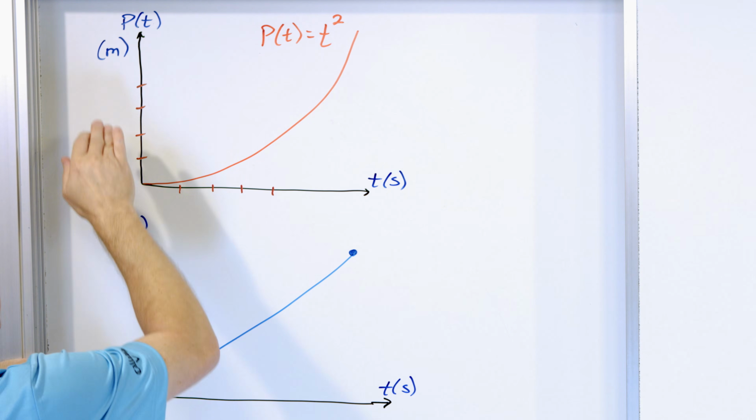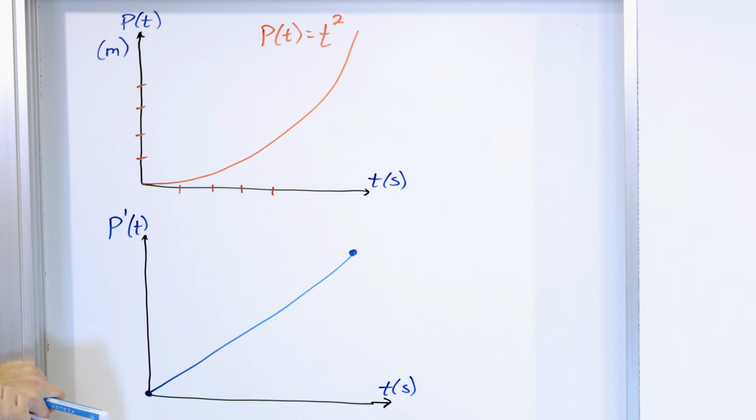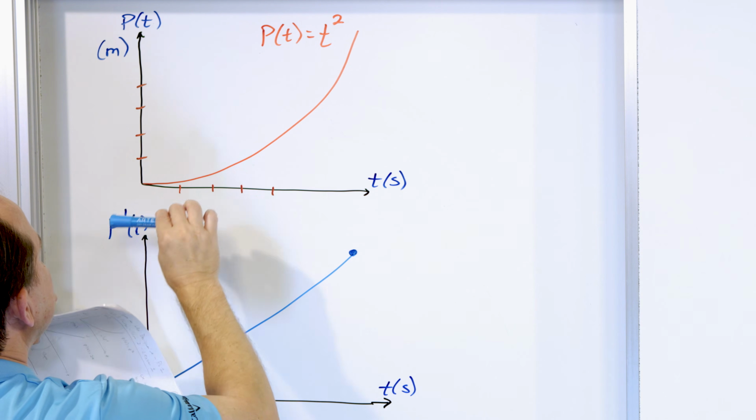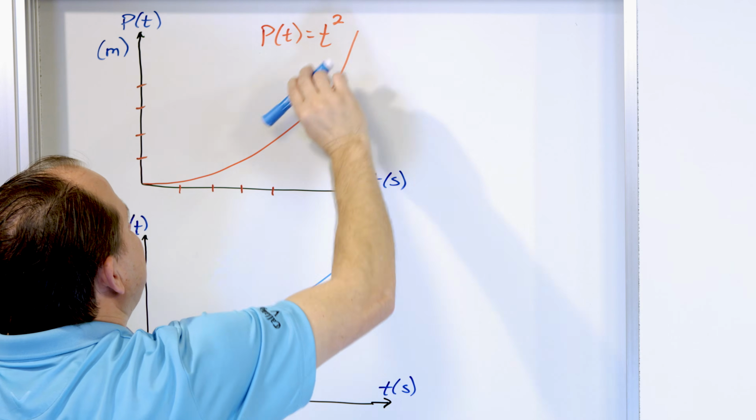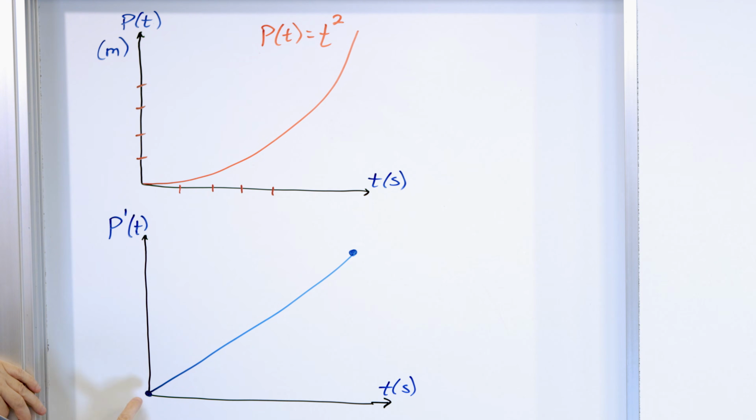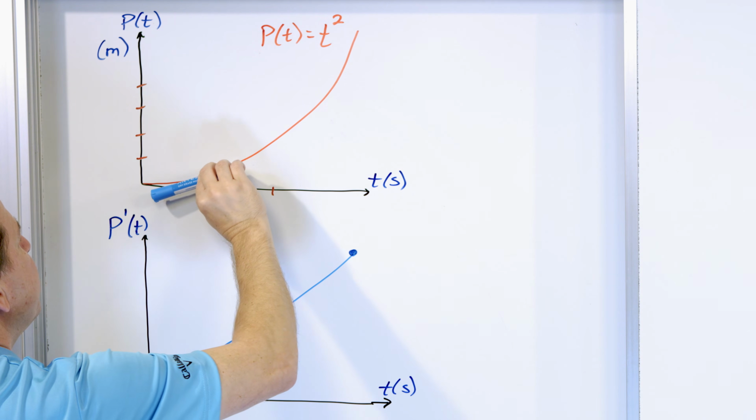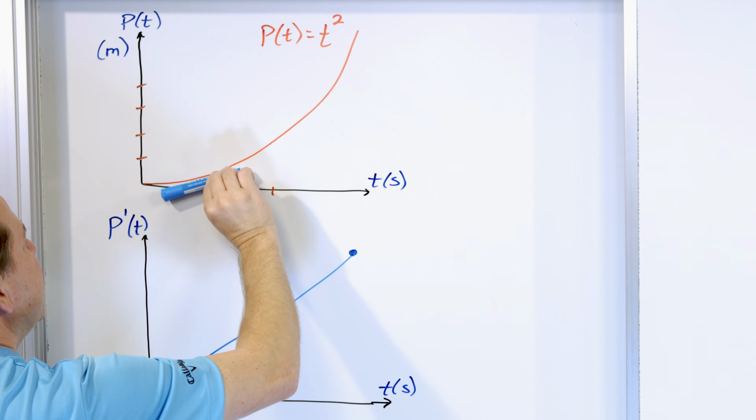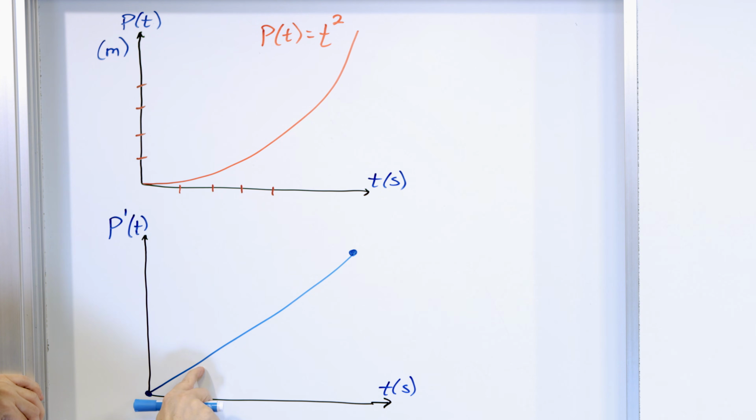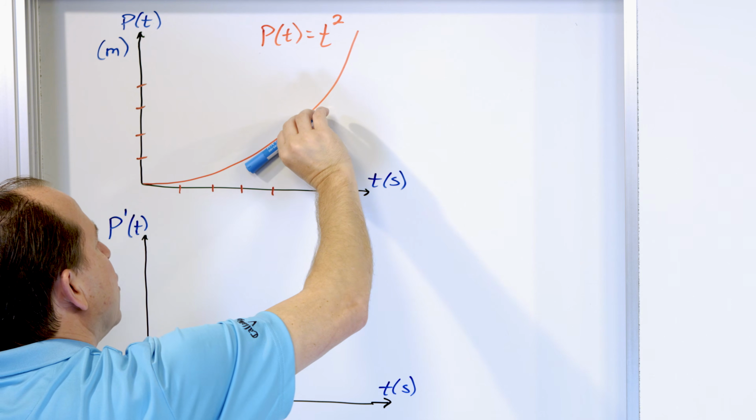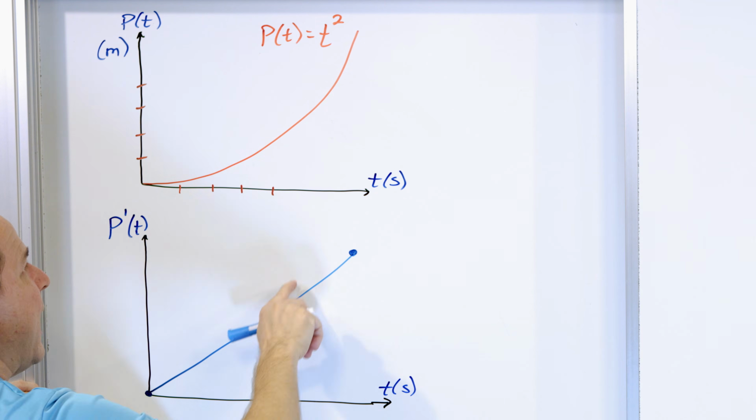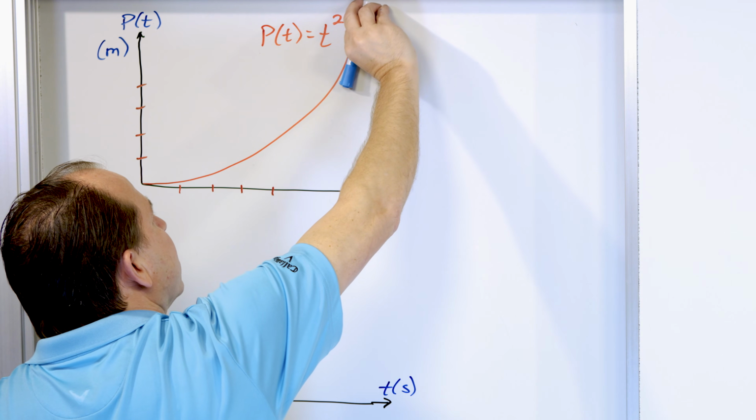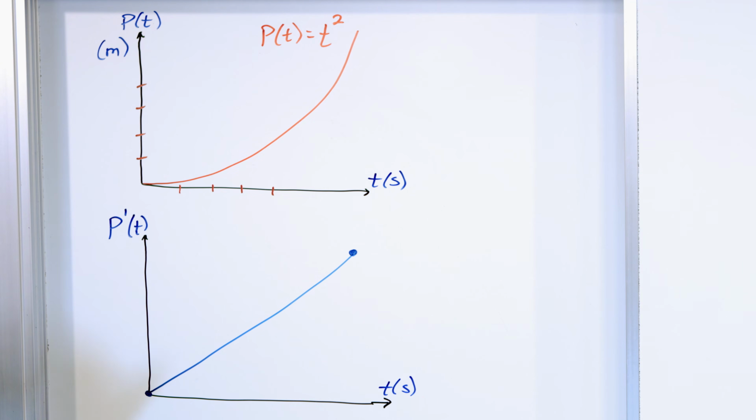We're saying that the derivative of the original function is the slope of the line tangent to this original curve at any point. The slope here is 0, so the derivative is 0. The slope here, the slope of the line tangent, is a little bit higher than 0, so this graph is a little higher. The slope here is a little higher, so the graph here is a little higher. The slope here is a little bit higher still, and so it's higher and higher still.